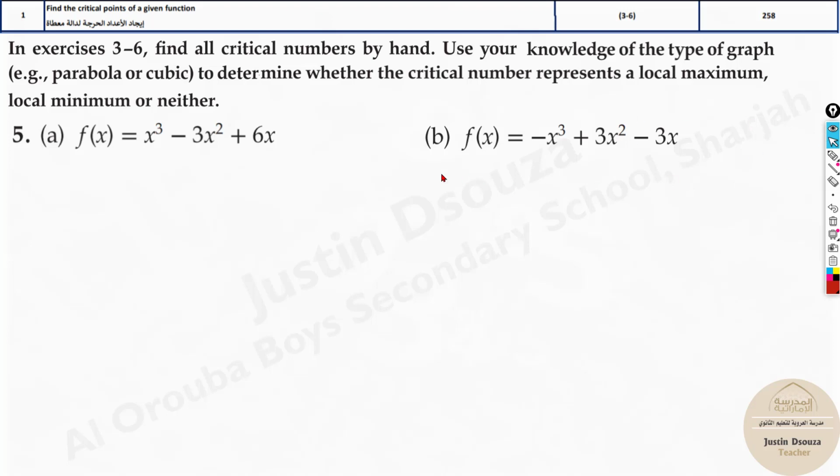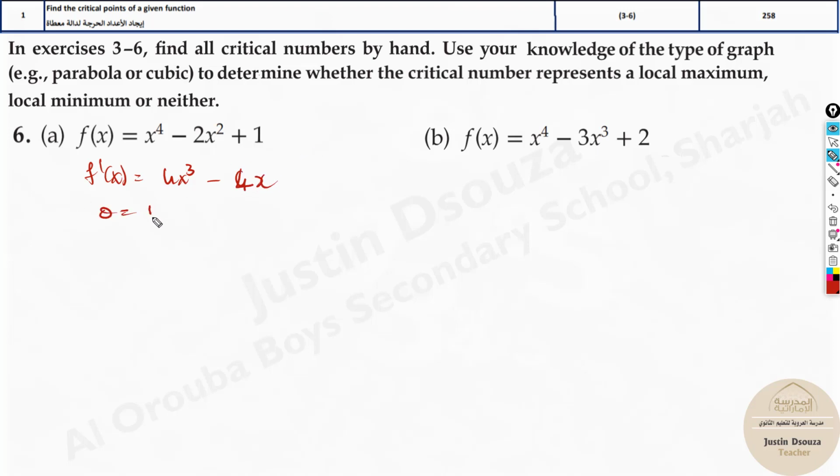This one was just done, a cubic. I'll do one more type. If it is a power function, I'll just do this one over here. The first problem, just differentiate this first quickly. It'll be 4x cubed minus 4x, and that becomes 0. Now equate it to 0: 4x cubed minus 4x.